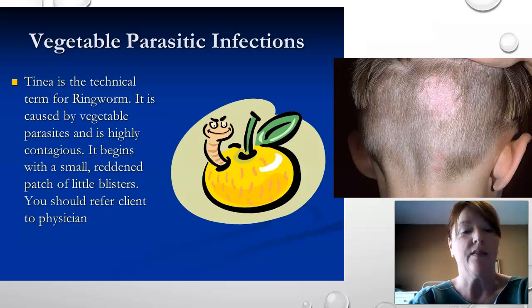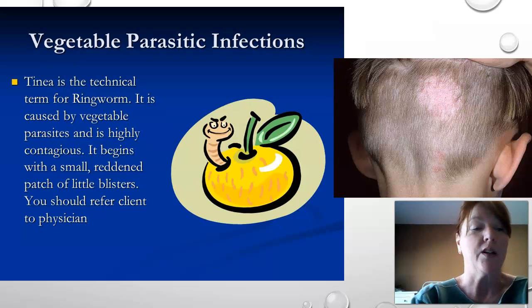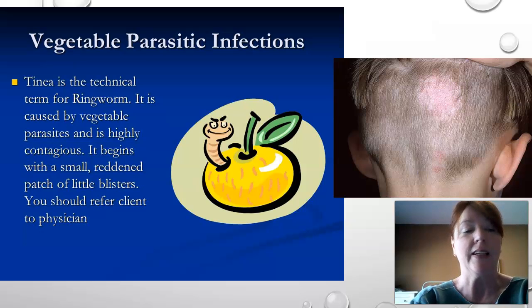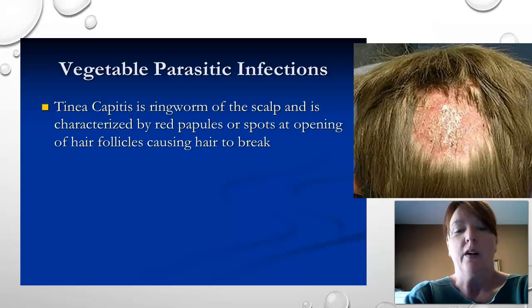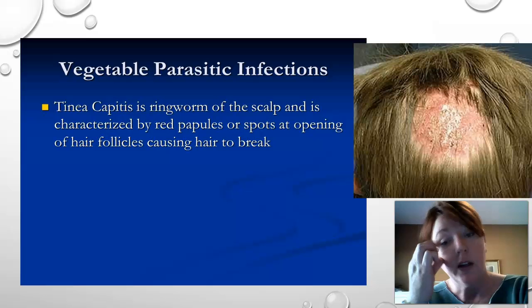Vegetable parasitic infections. Tinea is the technical term for ringworm. It is caused by vegetable parasites and is highly contagious. It begins with a small reddened patch of little blisters, and because it is highly contagious, the client should be referred to a physician. Tinea capitis is ringworm of the scalp and is characterized by red papules or spots at the openings of hair follicles, causing the hair to break. So it actually breaks the hair off.